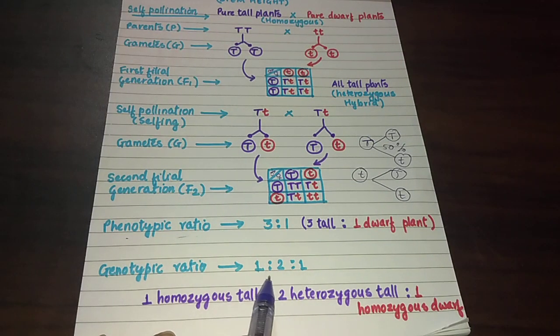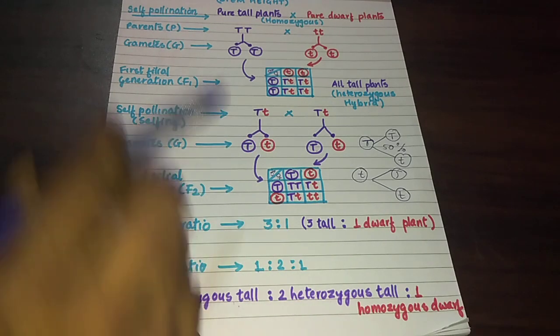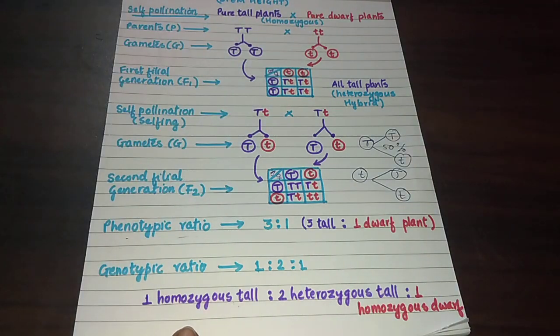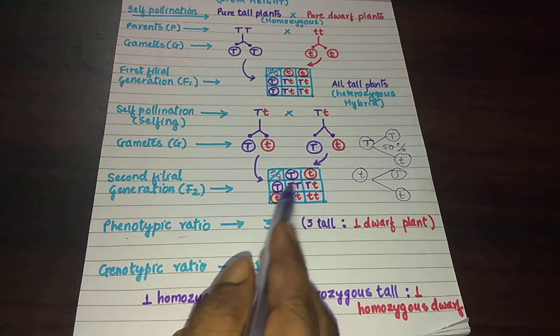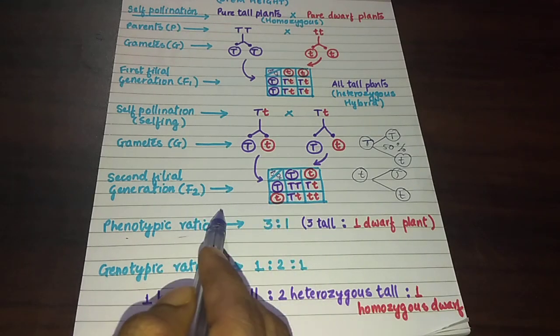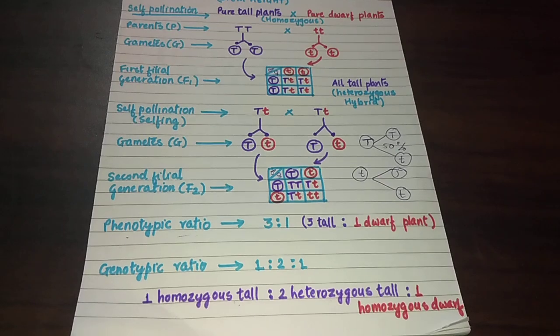So, what do we get? The genotypic ratio as 1:2:1, indicating 1 homozygous tall, exactly similar to one parent, 2 heterozygous tall, which are the hybrid variety, and 1 homozygous dwarf, again identical to one of the parents. So this way we get the genotypic ratio, which indicates the genotypes that are seen in the F2 generation.